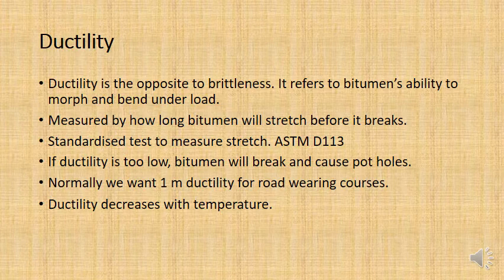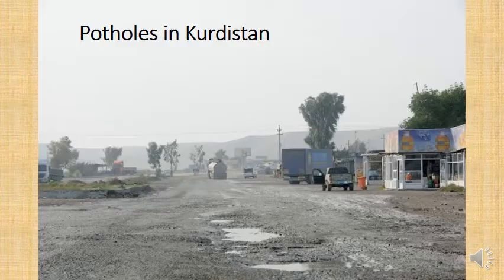Guys, I really want you to watch the video of the ductility test that I've put on Moodle, because that will show you what I mean by measuring ductility. But basically, any bitumen that we use for a road wearing course, we normally need to have at least 1 meter of ductility, meaning we need to take this clump, this standard shape and size of bitumen, and be able to stretch it at least 1 meter.